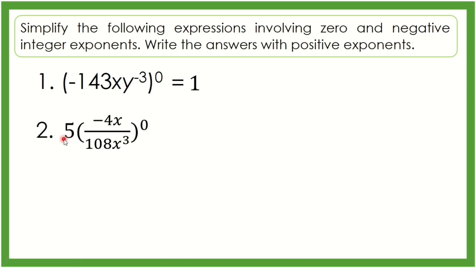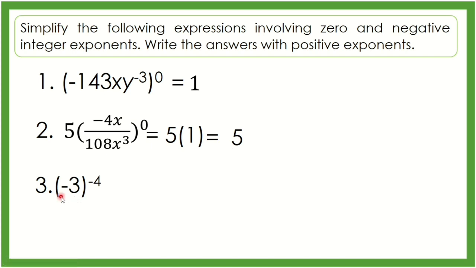Number 2, 5 times the quantity of negative 4x all over 108x cubed raised to 0. So, kung mapapansin ninyo, ang naka-raise lang sa 0 is itong expression na to. Hindi kasama yung 5. So, let's copy 5. This expression, so naka-raise sa 0, this is equal to 1. So, 5 times 1 is equal to 5.